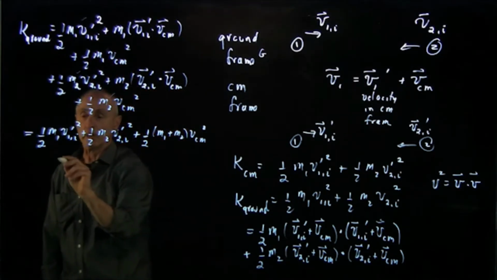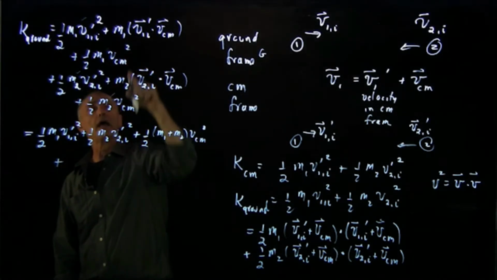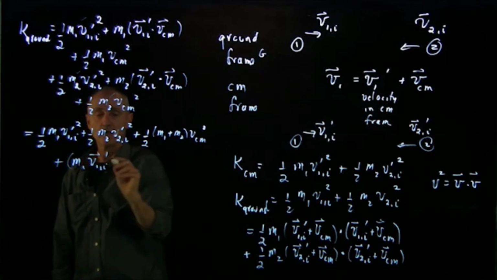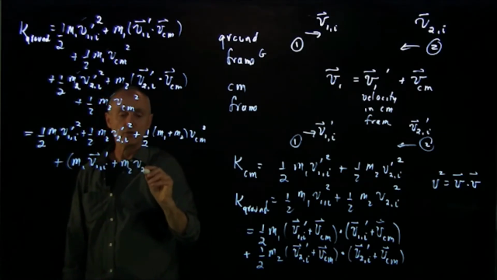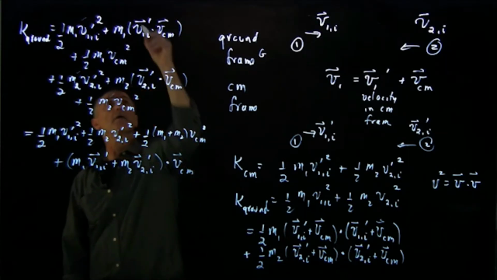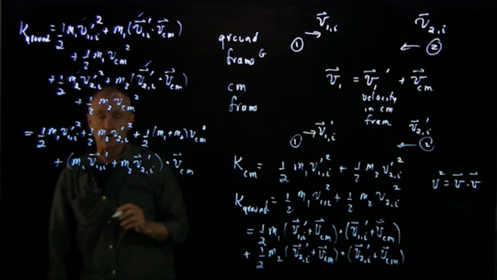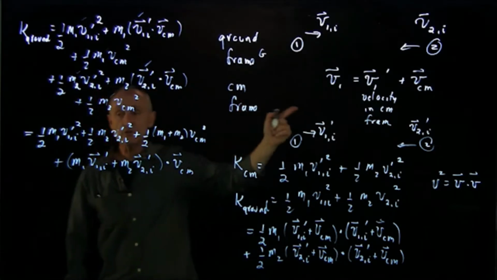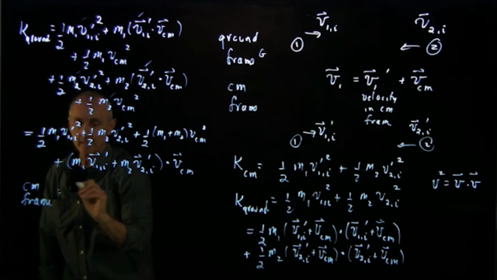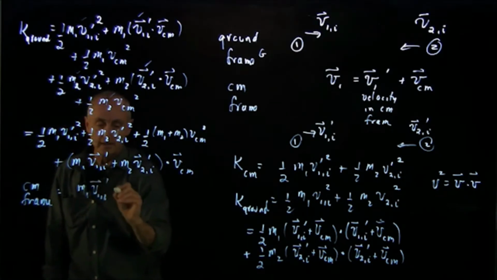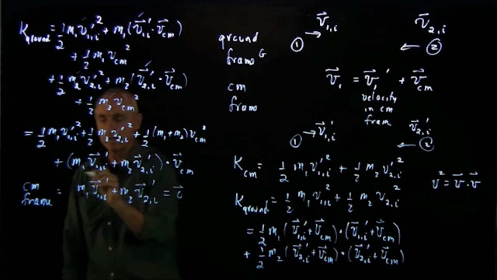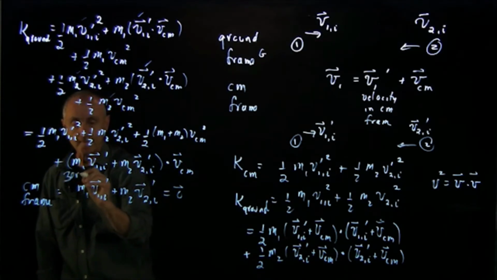And now here's the interesting one. We have m1 v1i prime plus m2 v2i prime, dot vcm. That represents this term and this term added together. But recall that the center of mass reference frame is defined by the condition that the total momentum in that frame is 0. So this term is 0.